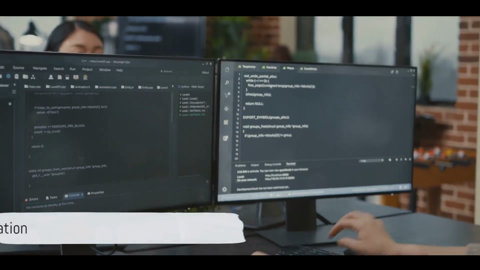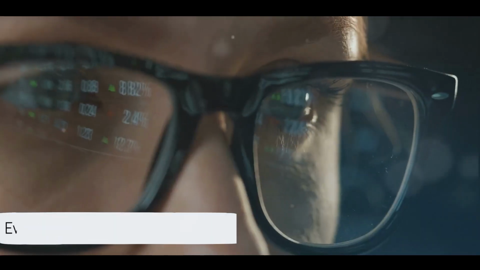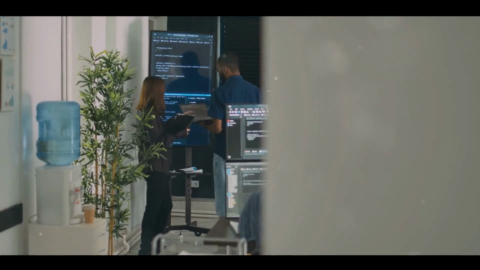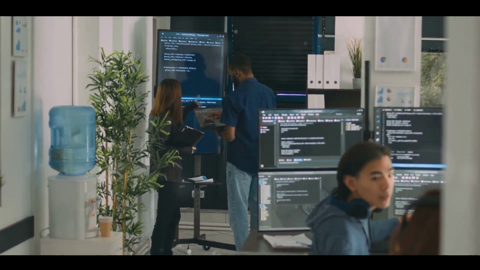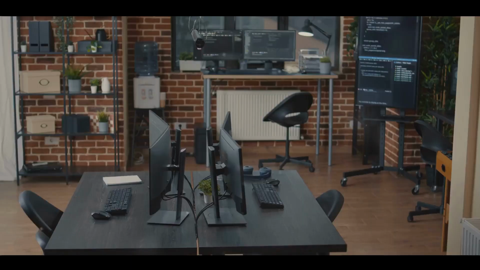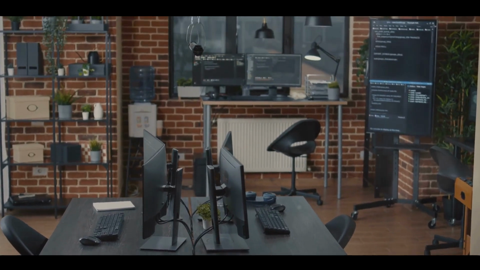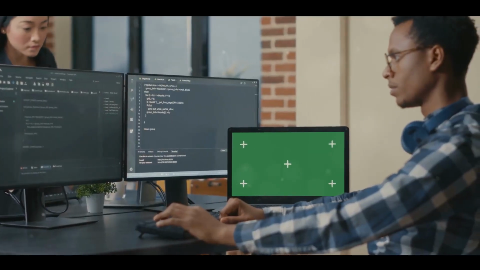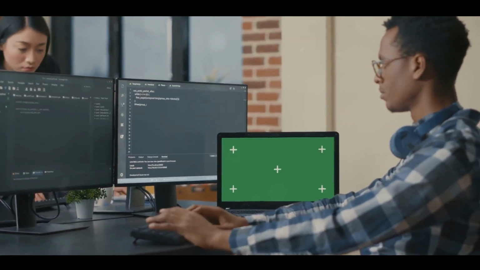But how does the machine know if it's doing well? This is where evaluation comes in. The machine's predictions are compared to the actual labels of a validation dataset, which it hasn't seen during the training phase. The accuracy of its predictions determines how well the machine has learned.